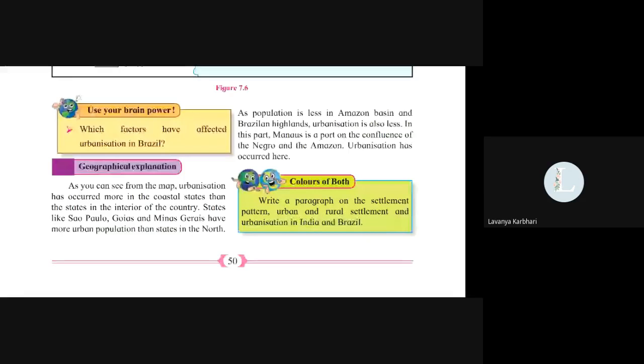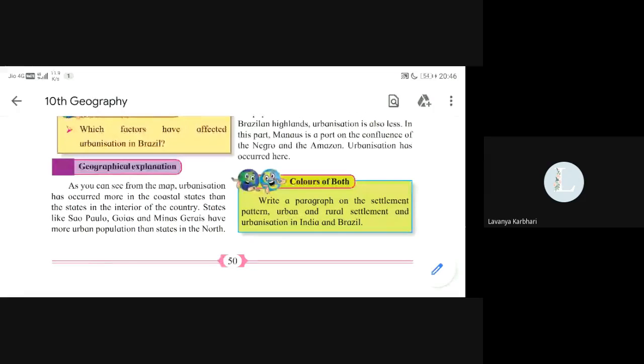As you can see from the map, urbanization has occurred more in coastal states than the states in the interior of the country. Obviously, we have seen just now that more urbanization has occurred in the coastal region or the states which are located nearer to the coast. The states in the interior part of the country have very less urbanization. States like Sao Paulo, Goiás, and Minas Gerais have more urban population than states in the north.